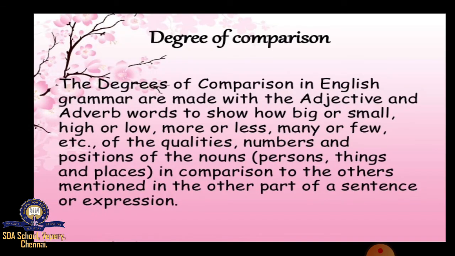What is a degree of comparison? An adjective degree of comparison is nothing but it shows or explains the noun. So it says how big or small. Adjective helps in explaining, but the degree of comparison comes in when you compare. So when one noun is compared to another noun, the adjective degree of comparison comes in. So it is nothing but a comparison made with the help of an adjective.